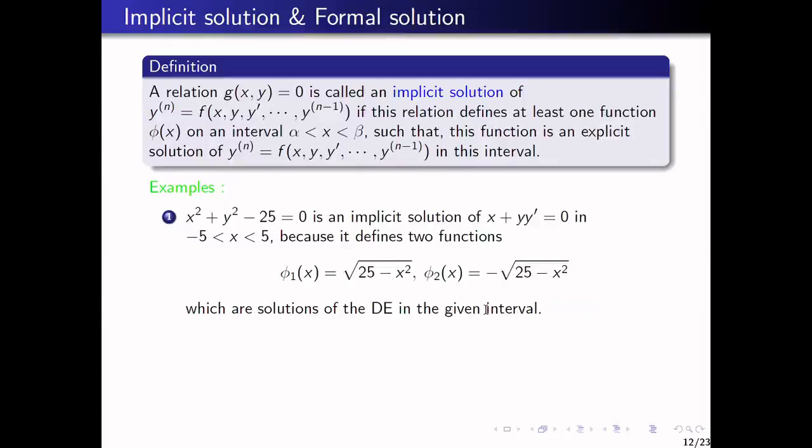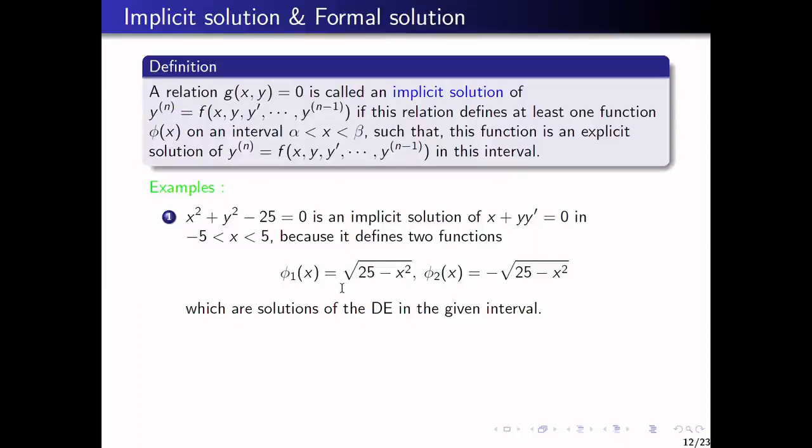So we can say that the given solution x square plus y square minus 25 equal to 0 is an implicit solution, because it gives rise to explicit solutions, namely y is equal to phi 1 of x and y is equal to phi 2 of x. Two explicit solutions are there, which come out of this implicit solution.